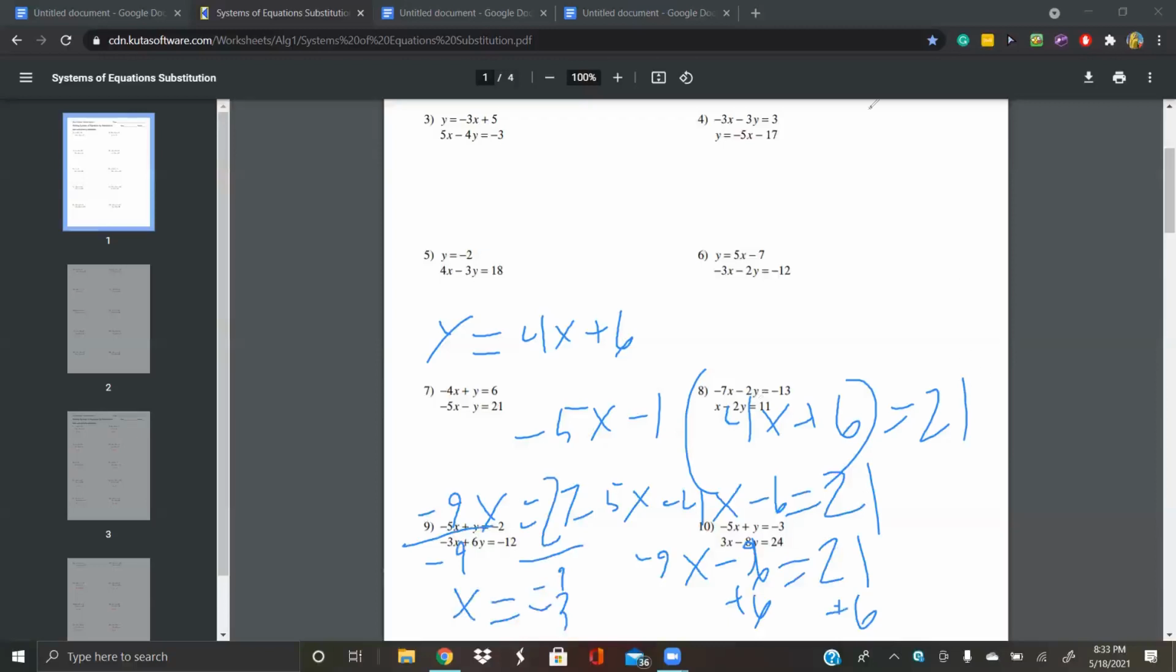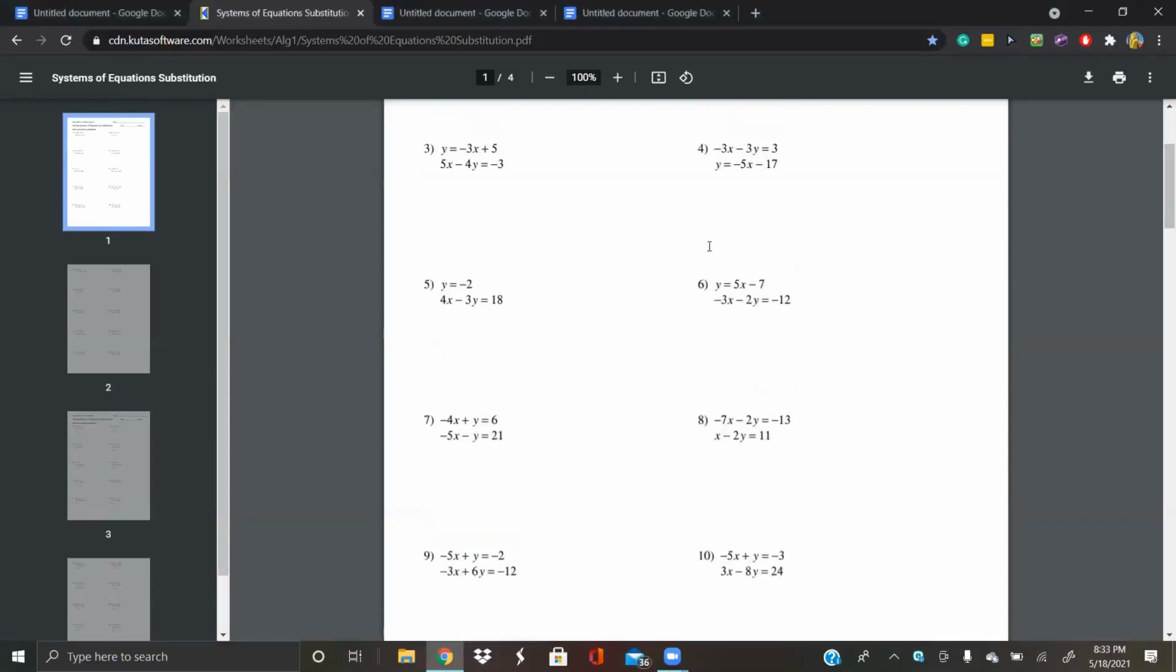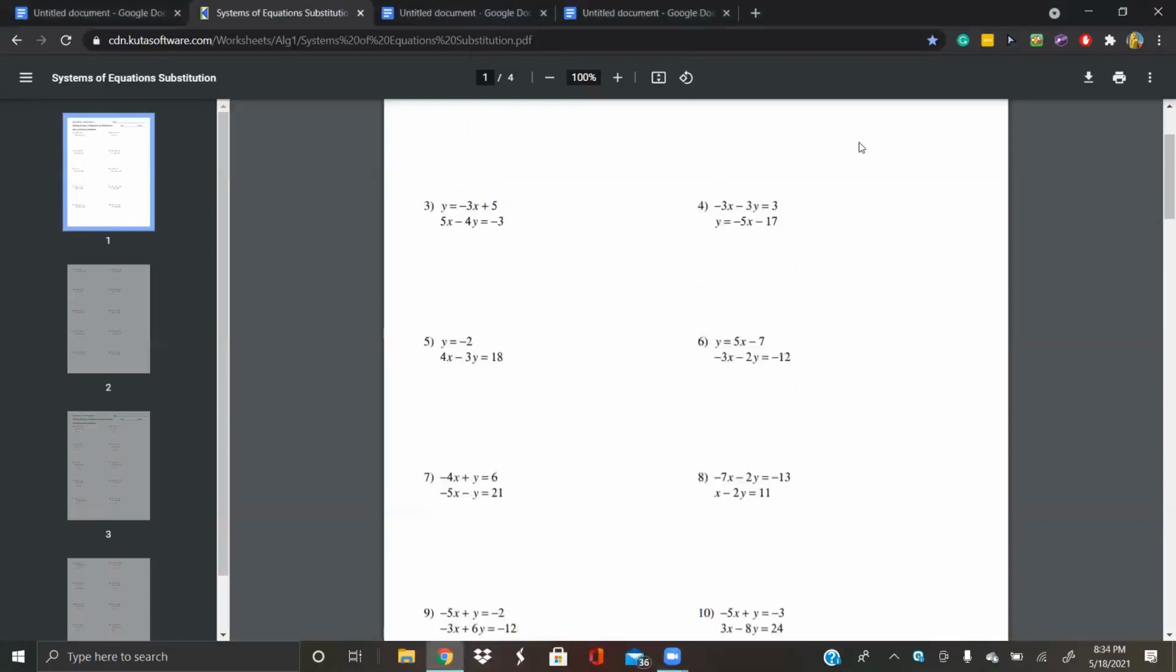So now we have to find the y. Since x equals -3, we're going to plug in the x. So we will do -3 times -5, which is 15. So 15.